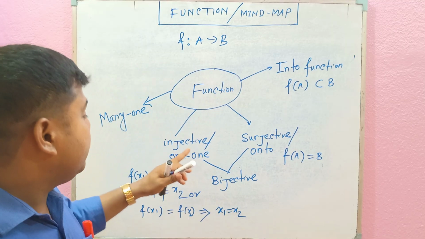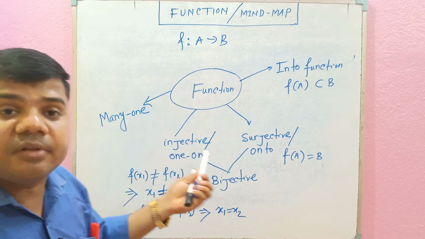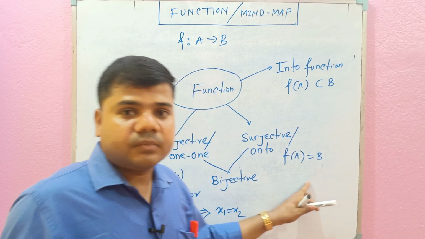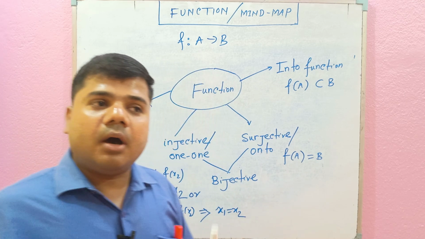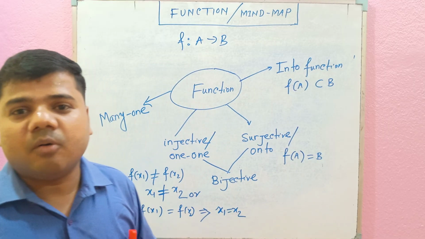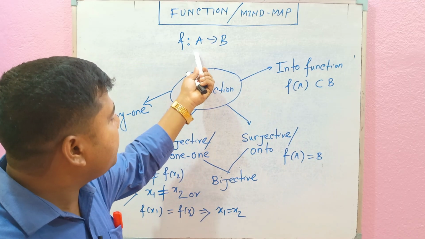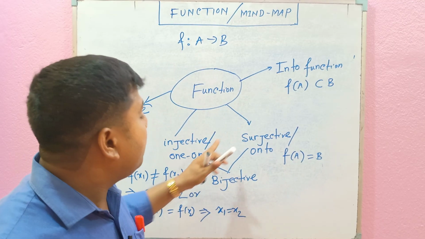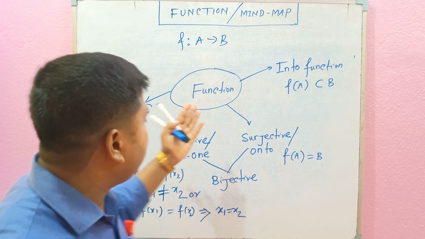Next, surjective. F maps A to B is said to be surjective or onto if f of A is equal to B. That is, the range set and the codomain set are the same. Or otherwise, every element of B must have a pre-image. Next, bijective. A function or a mapping F maps A to B is said to be bijective if it is injective as well as surjective.